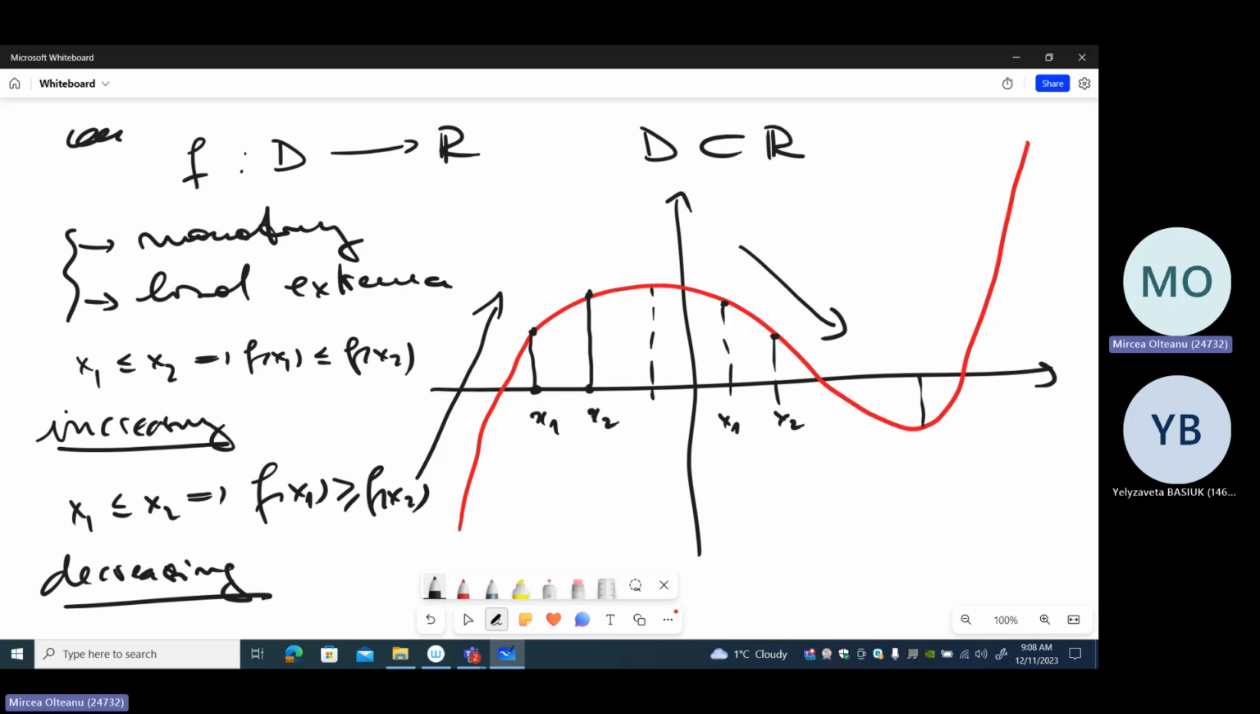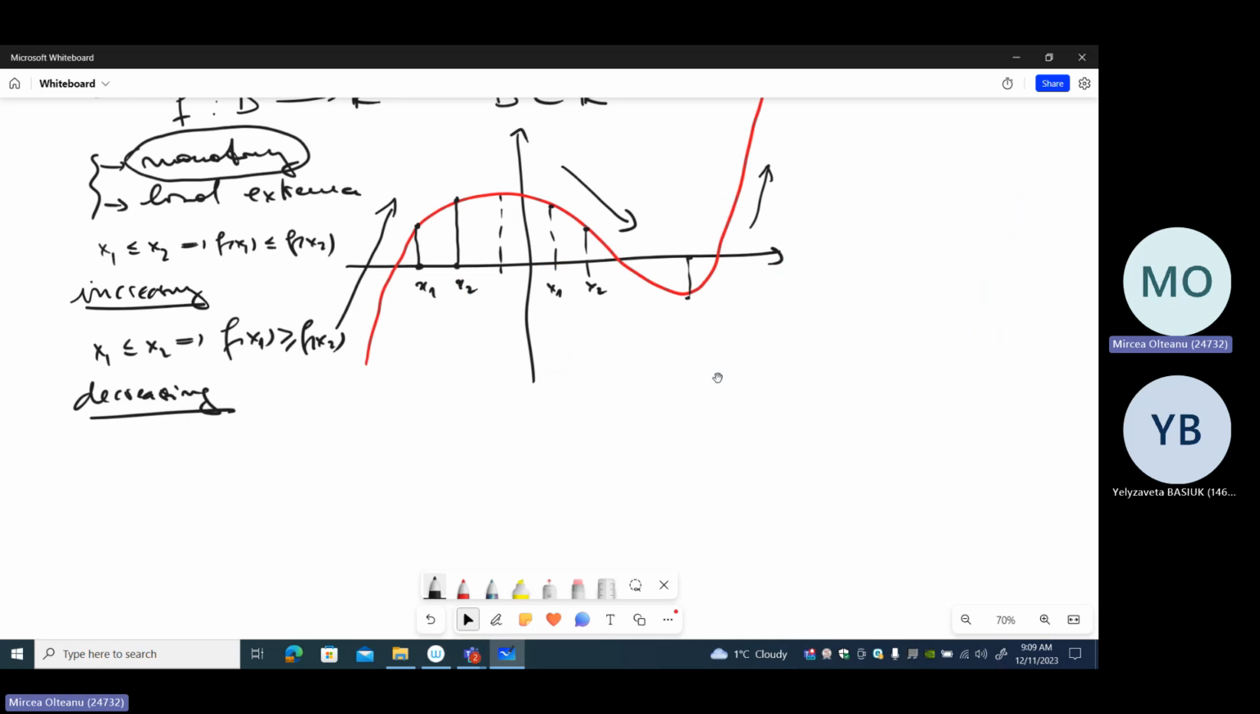For instance, here again at this point, the behavior of the function is changing. It becomes increasing again. Okay, so this is the problem of the monotony, to discover the intervals on which the function is increasing or decreasing. Related to this question, we have the problem of local extrema.